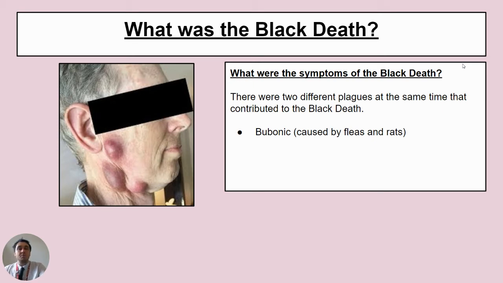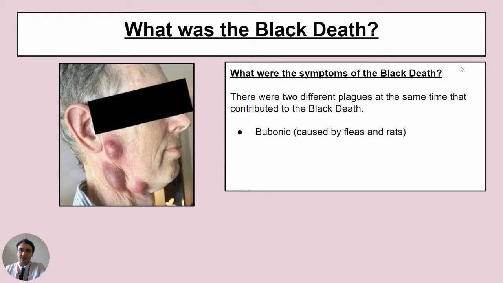This is the one caused by the fleas and the rats, and you can see there the lumps on this person's face, bubonic. You can still get the bubonic plague today, but it's very easily treatable with modern medicine such as antibiotics. Of course, they didn't have that back then.